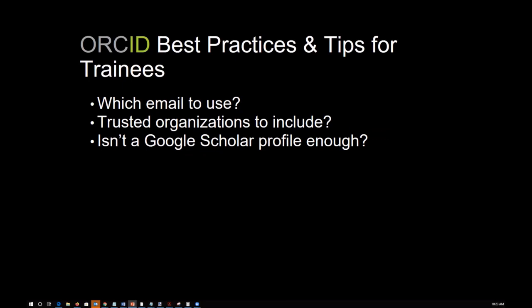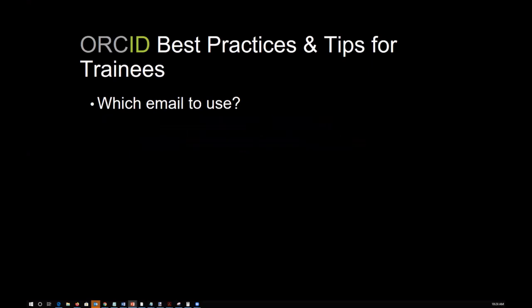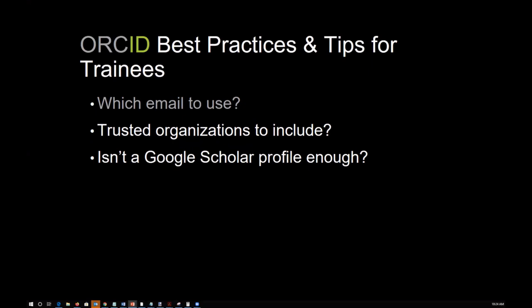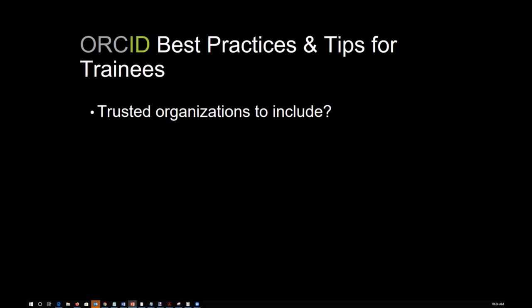So I do want to go over these 3 questions. I know I talked about it, which email to use, so we'll just quickly reiterate that. What trusted organizations to include, and isn't a Google Scholar profile enough? So which one to use? As I said earlier, personal account. Those institutional emails may change over time, and if your researchers might be moving around, it's good to have that personal account so they can reset the password. So trusted organizations. This is where the magic kind of happens.